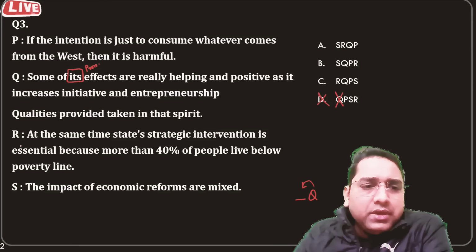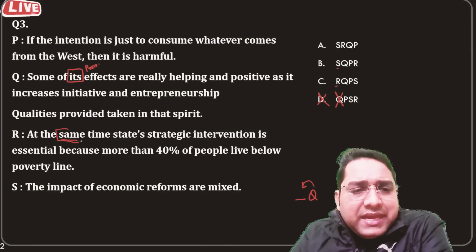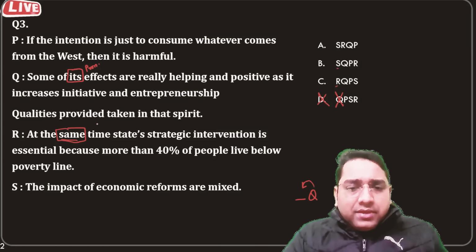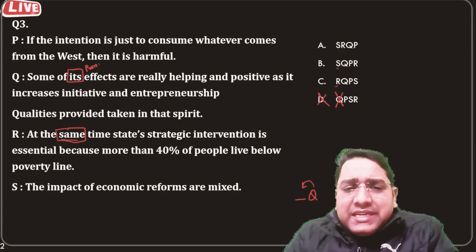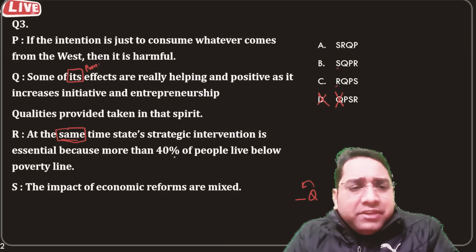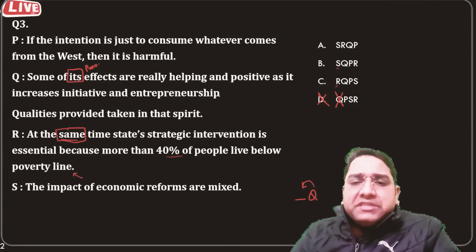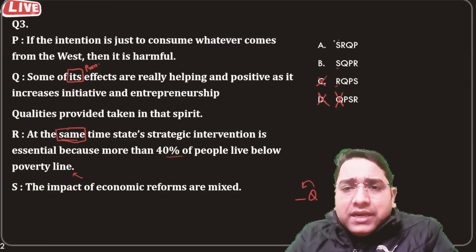Then R or S. Let's see, "at the same time." That means some situation must have been talked about previously. "At the same time, states a strategic intervention is essential because more than 40% of people live below the poverty line." That means something is definitely given previously. So R cannot be the initial line. Now it is very clear that S will be the first line.